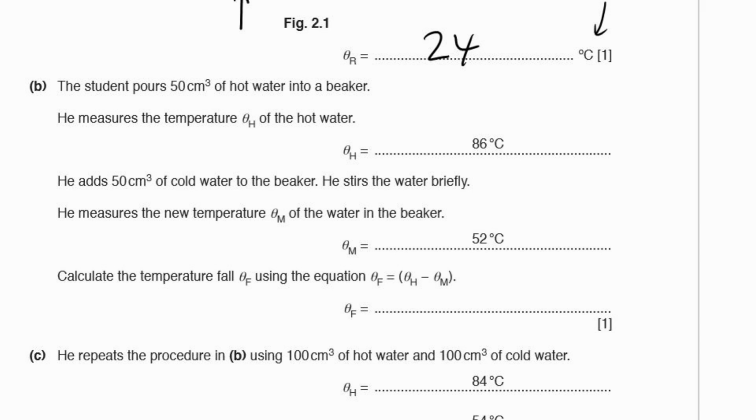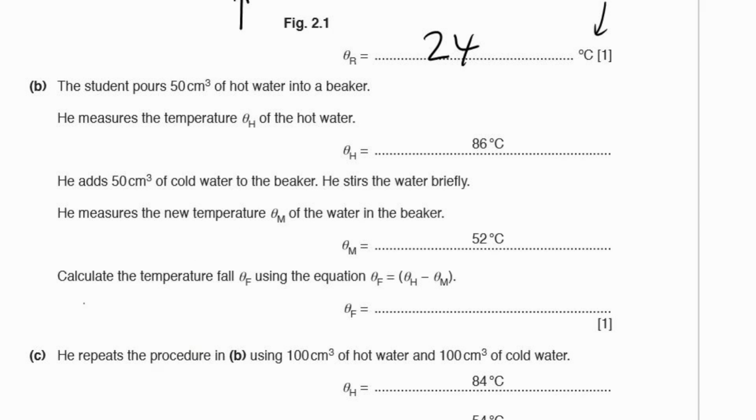B. The student pours 50 centimeters cubed of hot water into a beaker. He measures the temperature, theta h, of the hot water and gets 86 degrees Celsius. He adds 50 centimeters cubed of cold water to the beaker. He stirs the water briefly. He measures the new temperature, theta m, of the water in the beaker and gets 52 degrees Celsius. Calculate the temperature fall, theta f, using the equation theta f is theta h minus theta m.